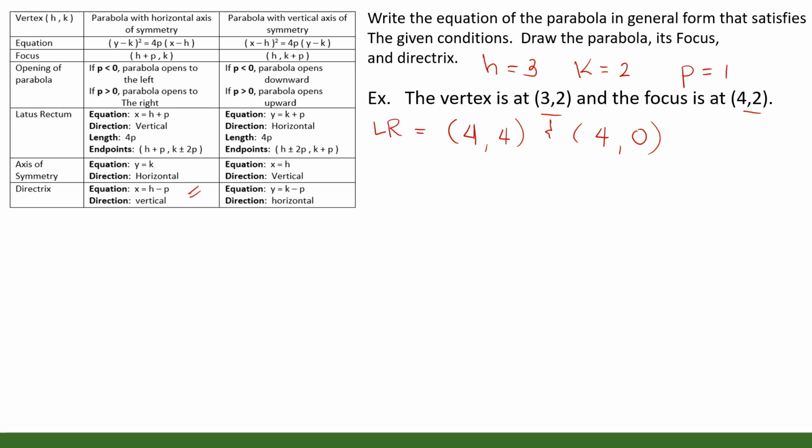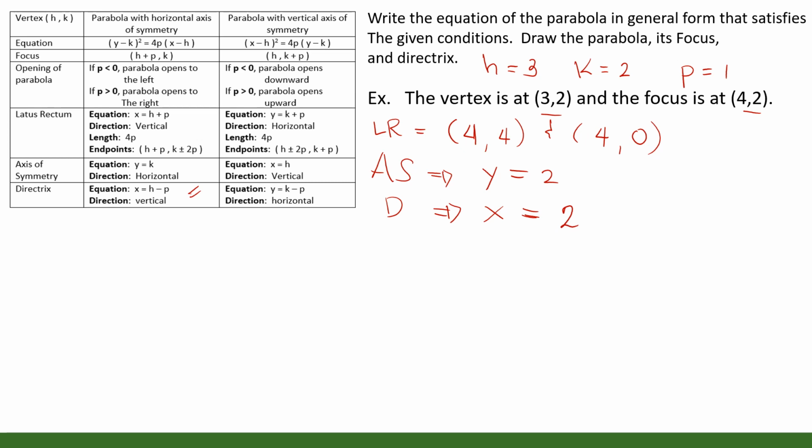And for the axis of symmetry, that is y equals k, so y equals 2. And for the directrix, it is x equals h minus p. So what is h minus p? 3 minus 1. So the answer is 2.